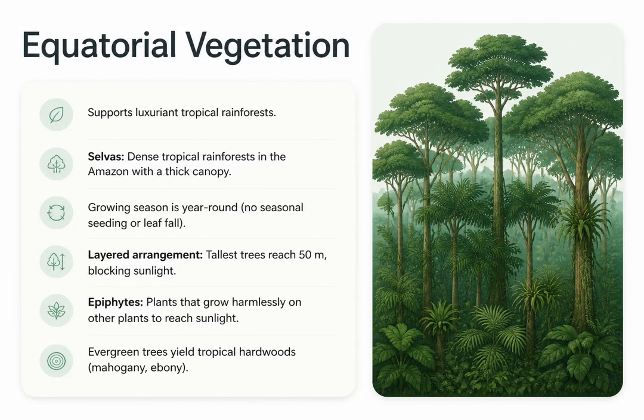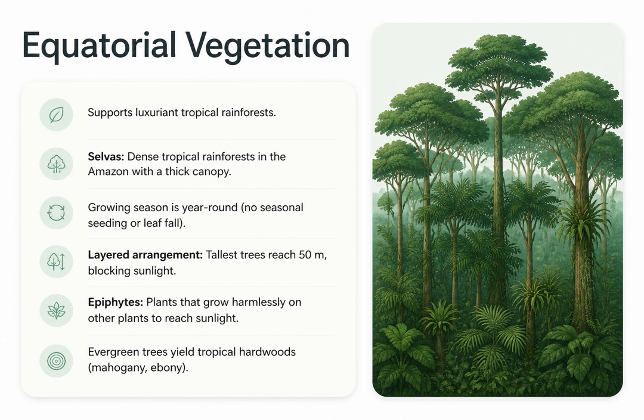All that heat and moisture creates the perfect environment for luxuriant tropical rainforests. In the Amazon, these dense forests are called selvas. Because there are no distinct seasons, the growing season never stops. Trees don't all shed their leaves or flower at the same time. The forest forms distinct layers.